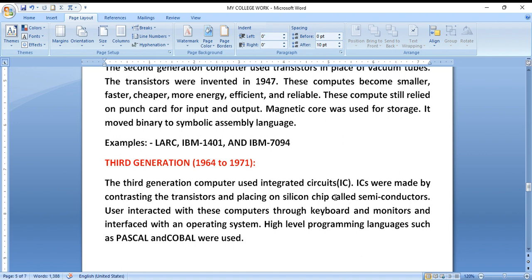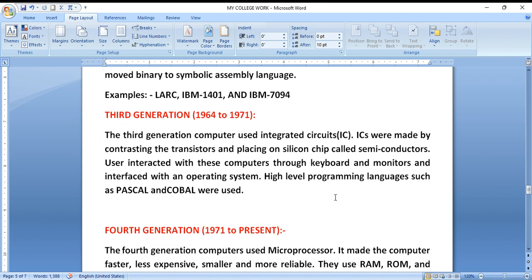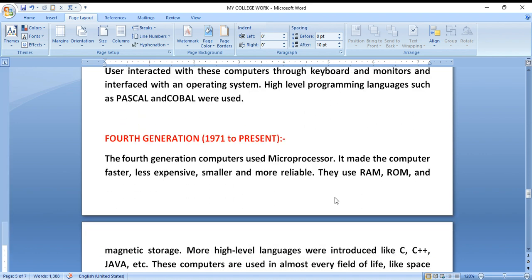Users interacted with these computers through a keyboard and monitor and interfaced with an operating system. High-level programming languages such as Pascal and COBOL were used. Fourth generation, 1971 to present.